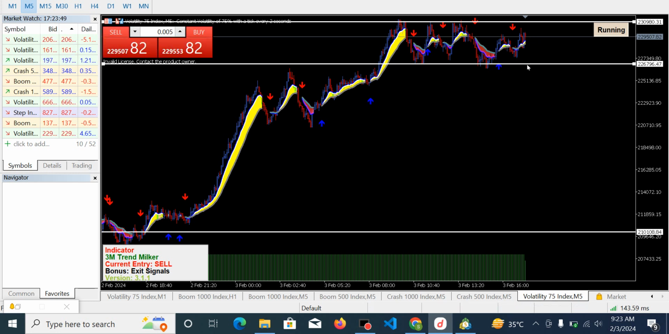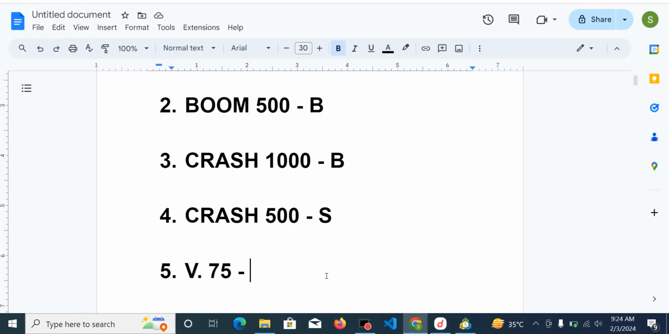Okay, it's trying to see if it will break out below this support zone in order for it to sell more, but it has not been able to do so. And if it breaks out above this resistance zone, it will keep on buying, but we hope that it breaks out below the support zone so that it can sell more. I will ask you to wait for the breakout. Okay, so wait for the breakout before you go fully into it.